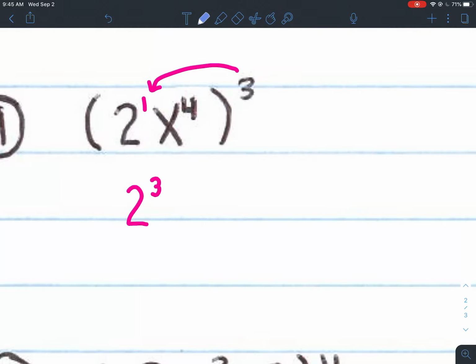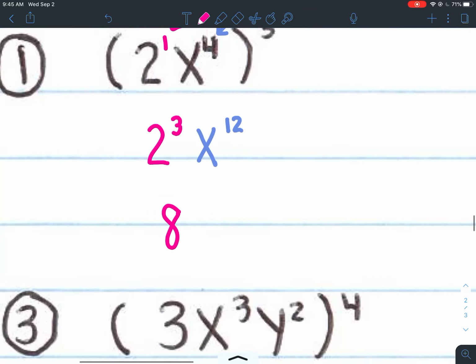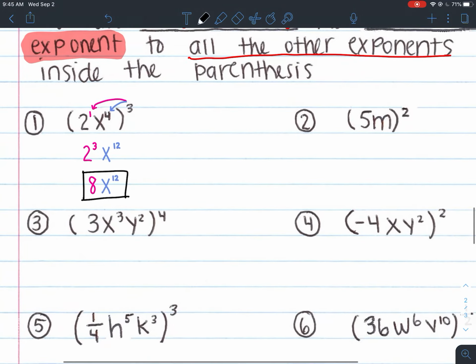And then you're going to do the same thing with the other base, the x. You're going to distribute and multiply these exponents together, so you get x to the 12th. Okay? Now we're going to go ahead and simplify this. What is 2 to the third? 2 to the third is 8, not 6, because 2 to the third means you have 2 times 2 times 2. And you can also type in 2 to the third in your calculator, and it'll give you 8 as well. So I don't have any like bases, so I'm finished. That's all I can do with number 1.